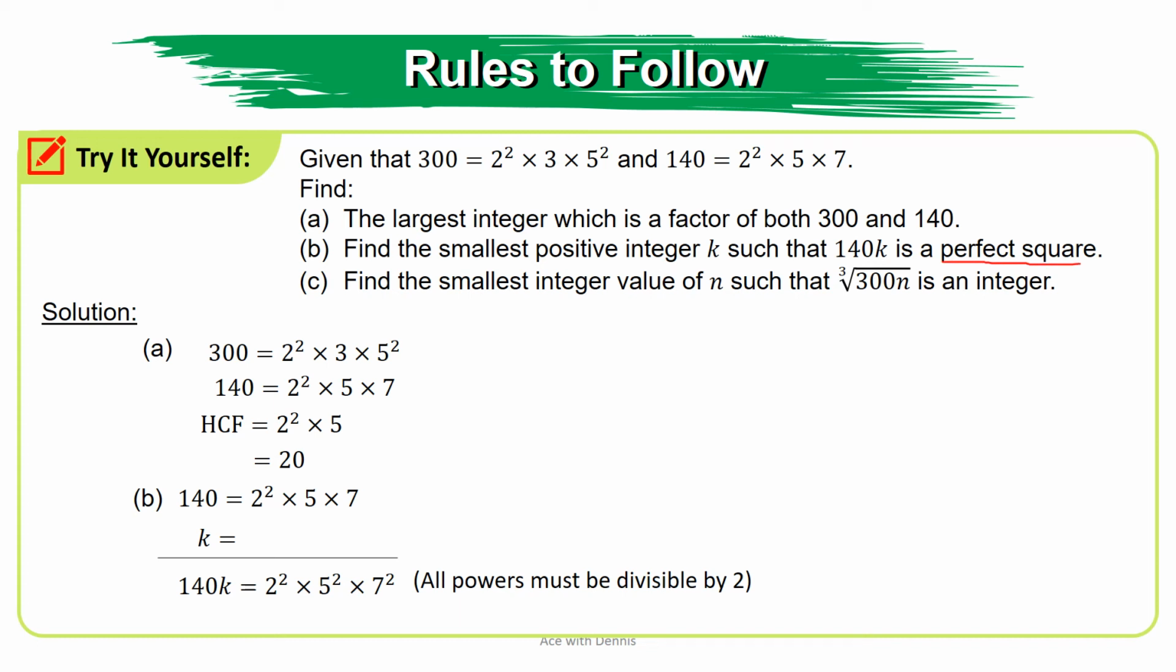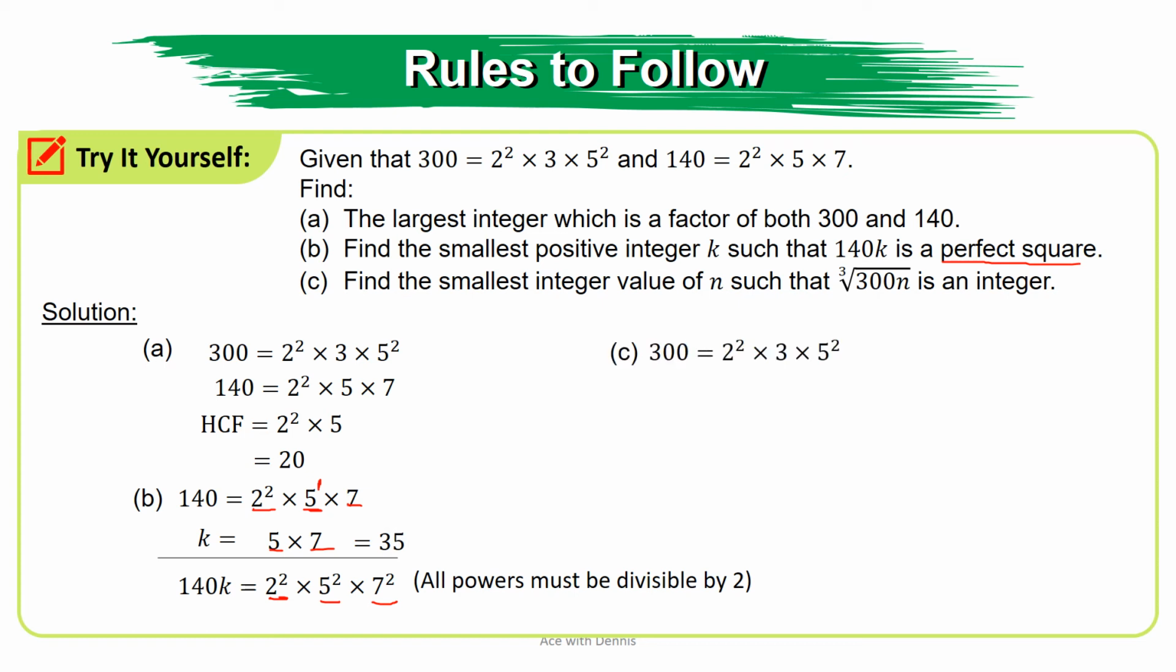Alright, so how to get the value of k? We compare the 140 and 140k here. For 2 square, 140 is already 2 square, so k has no 2. We get 2 square straight away. The next number is 5, right? There's only one 5 here, power 1. So we need to include one 5 in k to get 5 square. Similarly, for 7 times 7, we get 7 square. So k is 5 times 7, and the answer is 35.